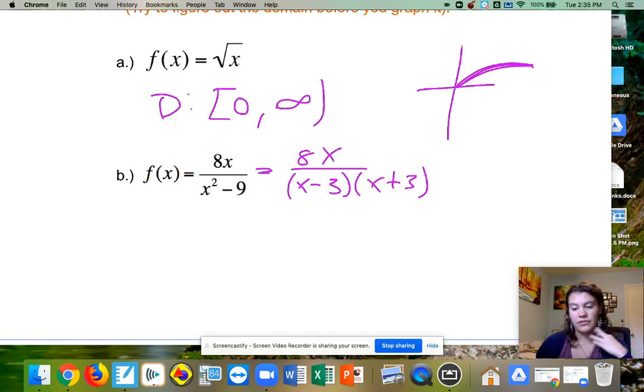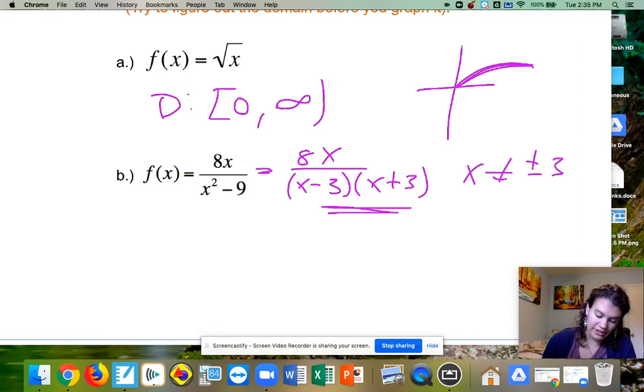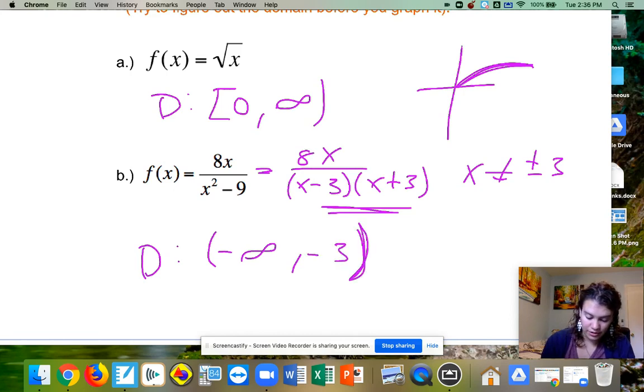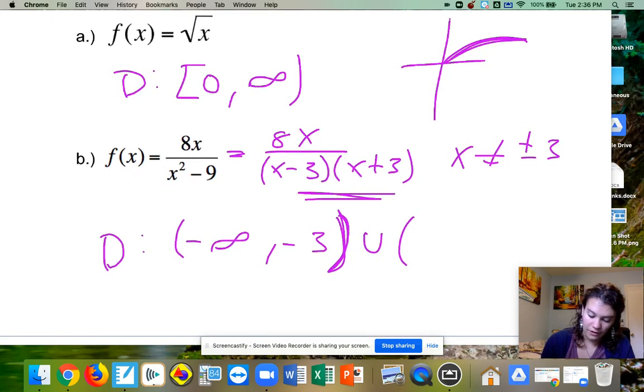So looking at this, we want to figure out, well, what's going to make this not work? What's going to give me an undefined value? What's going to give me an error on the calculator? You can't divide by 0. So here, x can't equal plus or minus 3, because that would make the bottom 0. So how do you actually write that? We can go any negative number all the way until we hit negative 3, but we can't include negative 3. So you want a parenthesis, but then we have more that we can actually include. So you want to do a union, and then we can go negative 3 to positive 3, and then 3 to infinity.